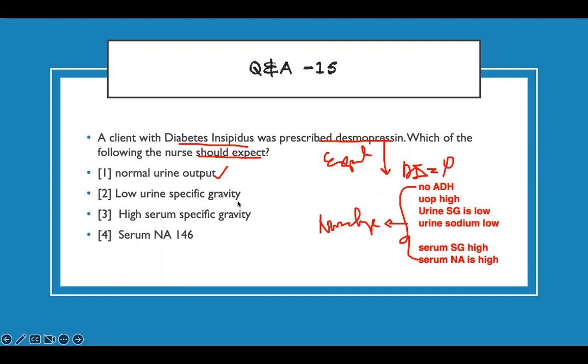Low urine specific gravity, the urine specific gravity is already low. That means it's not working. High serum specific gravity, yeah, it's not working. That's not what I expect. I expect this to correct. Serum sodium of 149 is too high. So it's still disease. So just remember, when you see this question, go back to the basics, the pathophysiology.